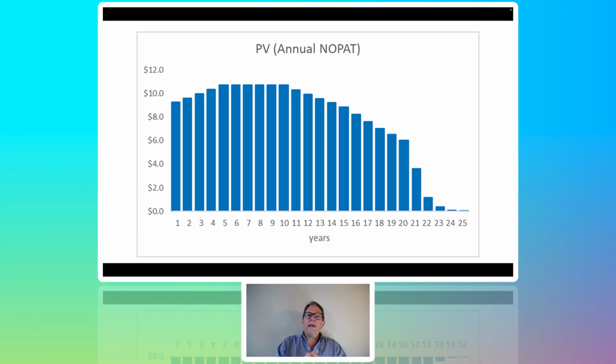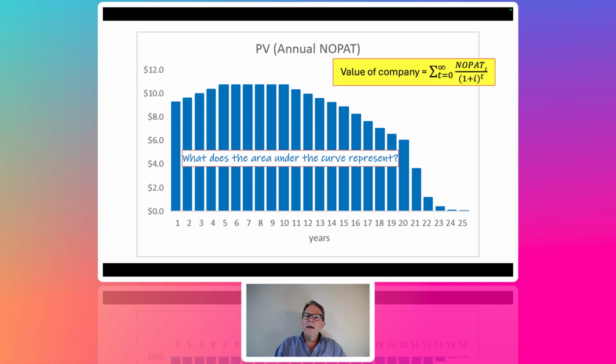So we know that we can add them all up. That's what's kind of cool. So what's the area under the curve represent? Well, if we use a DCF, we know that the value of a company is the present value of all future cash flows discounted back for time and uncertainty. I'm going to beat this into the finance literature. It's not time and risk, it's time and uncertainty. All right. So the area under the curve has got to be the enterprise value.